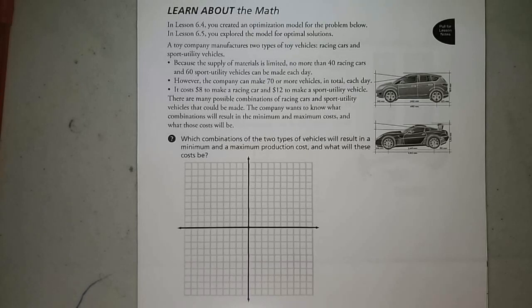All right, we're going to take another look at an optimization problem, an example. So we have a toy company manufacturing two types of toy vehicles, racing cars and sport utility vehicles. Because supplies are limited, no more than 40 racing cars and 60 sport utilities can be made in one day.